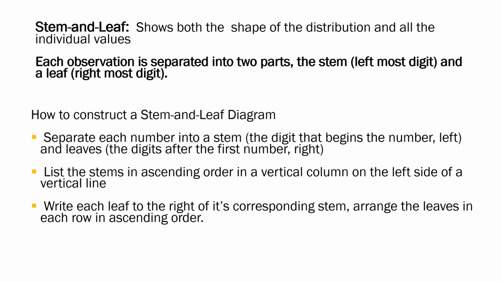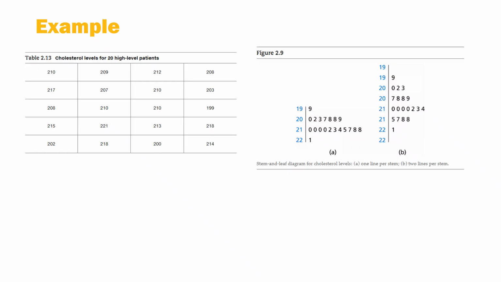So I'll show you guys an example, because that's a lot of words that don't make a ton of sense when you're thinking about how do I actually go about doing this. All right, so you can see here that we've got cholesterol levels for 20 high level patients. And because these observations are 3-digit numbers, we're going to use the first 2 digits of each number as the stem. So for example, if you look up into this chart here, we've got 210, 217, 208.